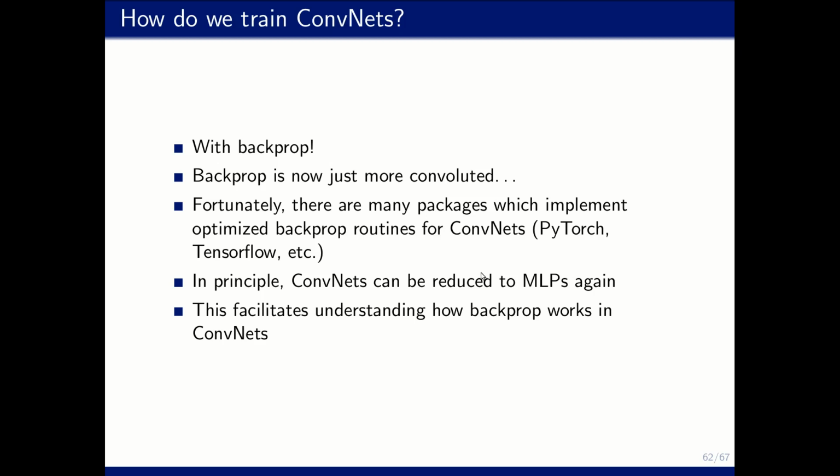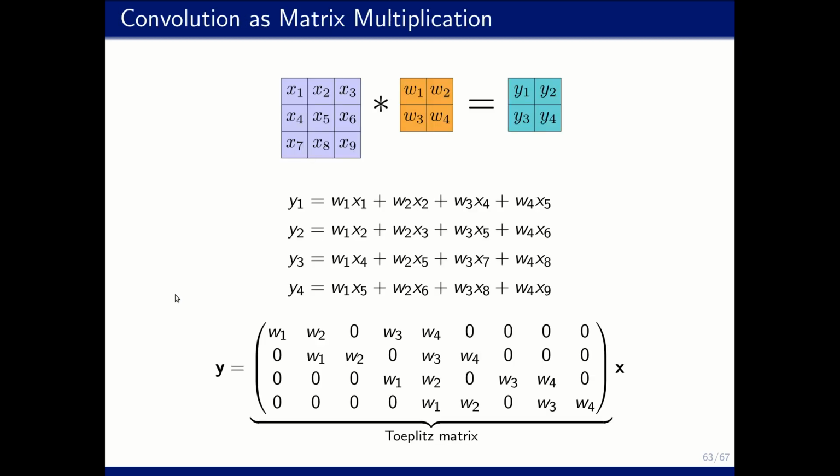And so this we will do now. We will now reinterpret ConvNets as multi-layer perceptrons, as fully connected layers essentially. And this will help us to understand how backprop works in these a bit complicated ConvNets. This is not a way to really do this in practice. This is really just targeted at understanding the principle. So how does this work? Let's look at a simple example.